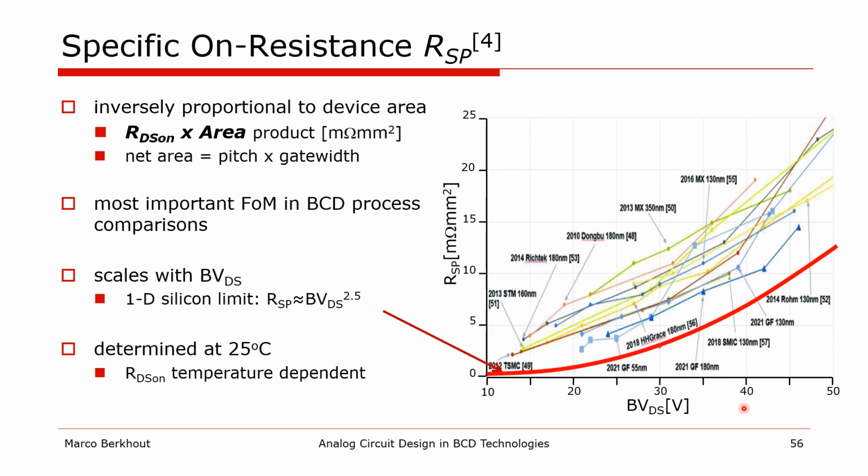Specific on resistance scales with breakdown voltage and cannot go below a fundamental limit called the 1D silicon limit that describes the relation between the resistance and breakdown voltage in a theoretical, ideal, one-dimensional silicon device. This limit is shown as the bold red line in the graph. Beware that specific on resistance is determined at room temperature, but on resistance increases with the temperature.